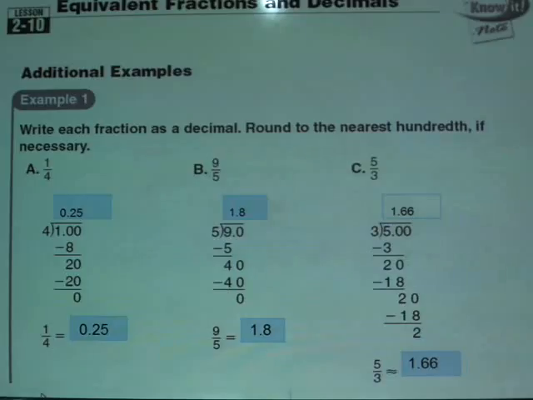All right, number one here, they're asking us to write the fraction as a decimal and round to the nearest hundredth if necessary. Now, I know some of you are a little bit panicked by what you see on the screen already, because you've got a lot of long division there. You don't have to do long division here. As a matter of fact, I would encourage you to use a calculator here.